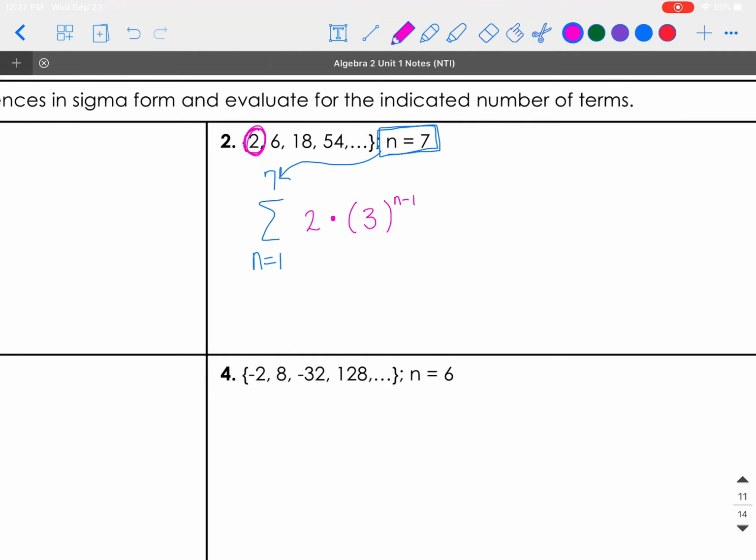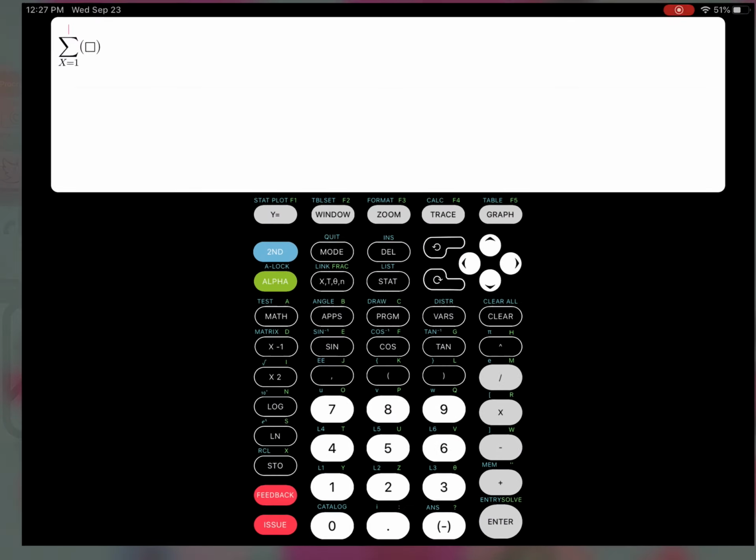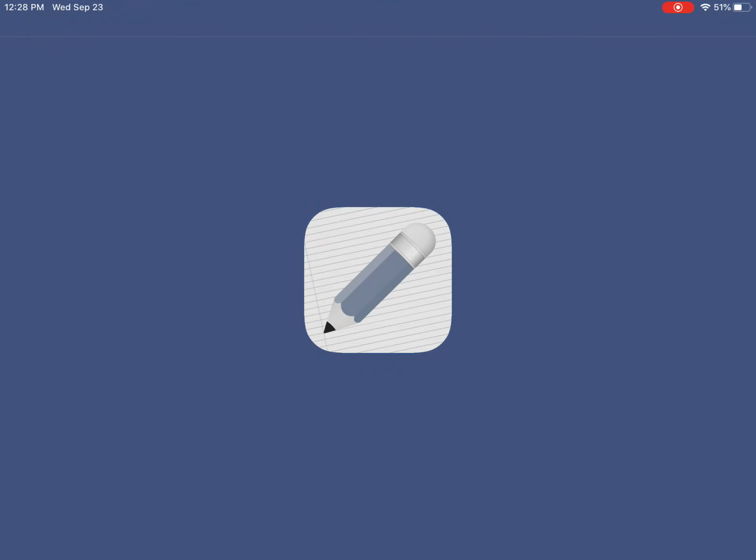I will show you on my calculator on my iPad. Math 0, x equals 1 on the bottom, I forgot, 7 up top, and then if I arrow over, 2 times, I'm putting in new parentheses, 3, close those parentheses, go up to my exponent, x minus 1, and hit enter. 2186.